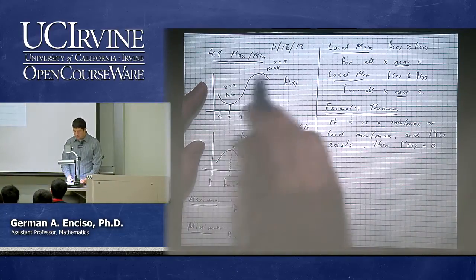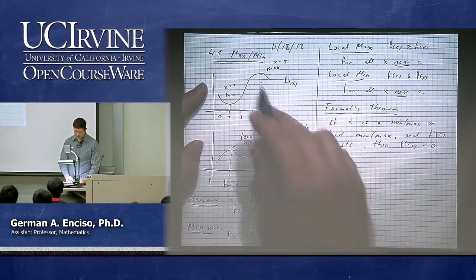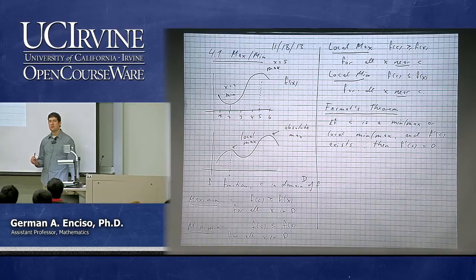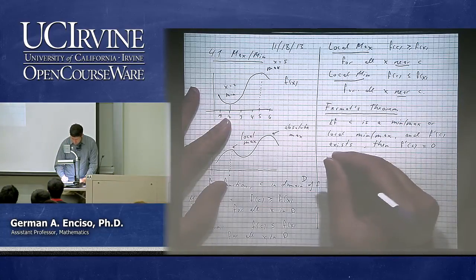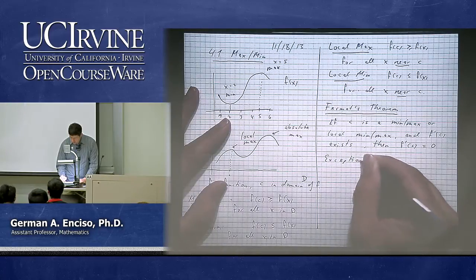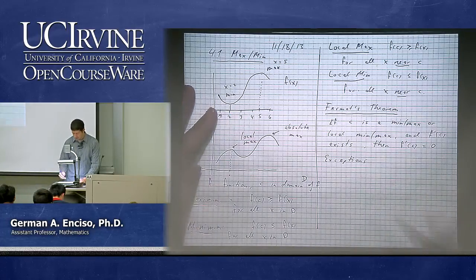Okay? So all these examples that we drew on the board, also on this camera, satisfy Fermat's theorem, because you see these functions are smooth. So f prime of c exists. And as you can see, they all satisfy that. The derivative is equal to 0. Now you have to be a little bit careful. There are a few exceptions. And by exceptions, I don't mean things that violate the theorem. The theorem is true no matter what.